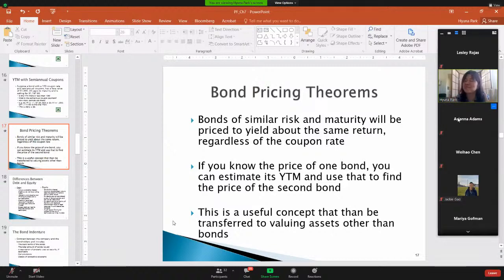And the bond pricing theorem is telling you that comparable bonds with similar risk and similar maturity should have a similar yield. That's a very useful principle that investors as well as bond issuers are using. And this principle, that financial assets with similar risk and similar characteristics should be priced similarly, should have a similar discount rate, is a very important principle in finance. Any questions? All right, let's move on.